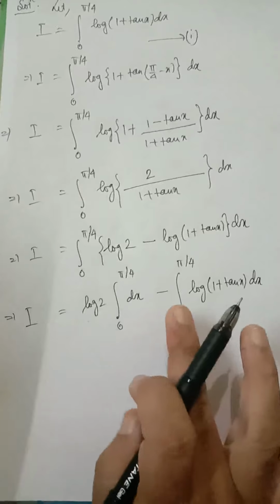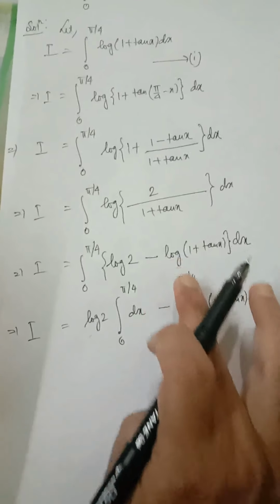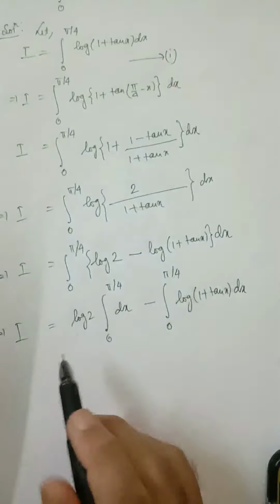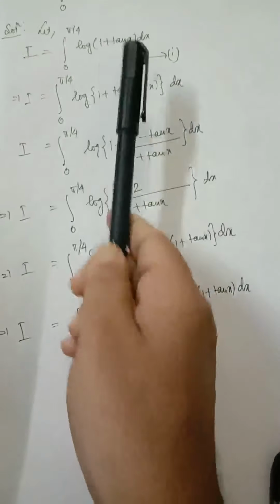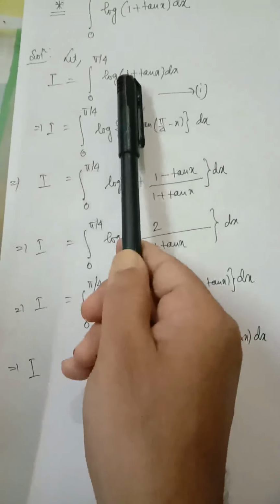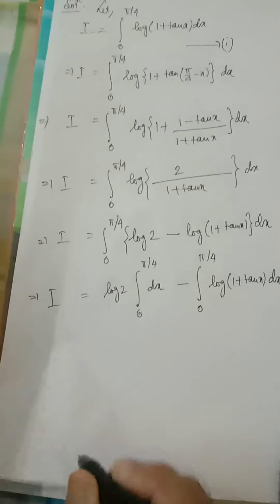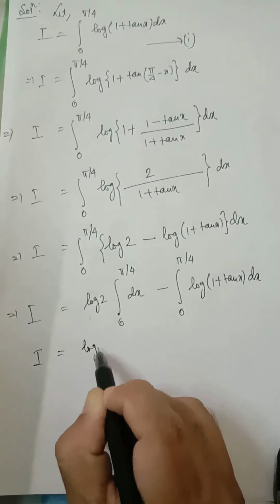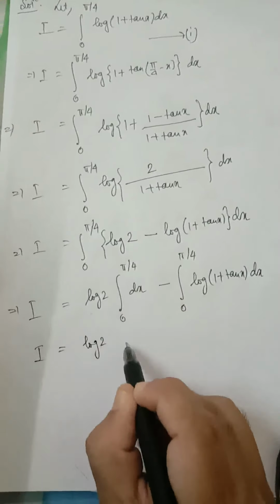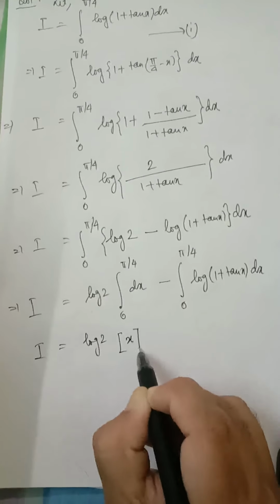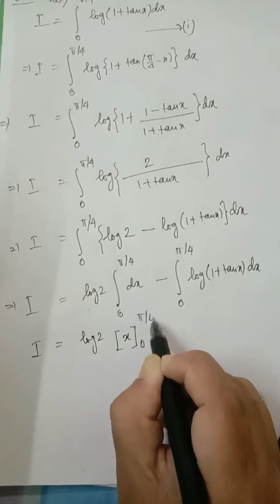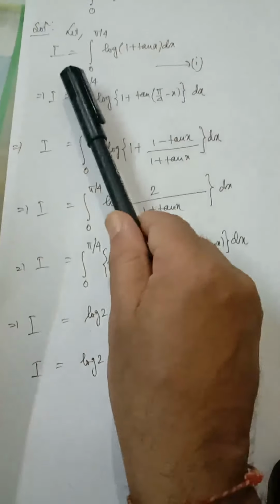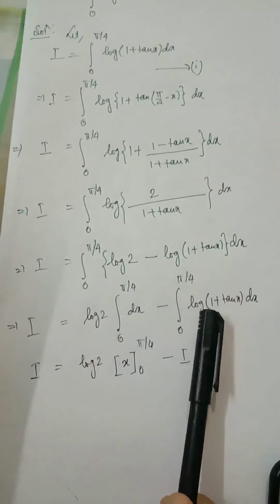Now you can see the integration of 0 to pi by 4 log of 1 plus tan x dx is equal to I. So using this relation, we get I equal to log 2 times the integration of dx, which is x, from 0 to pi by 4, and this integral is our I. From the first relation, this is I, so this integral is equal to I.